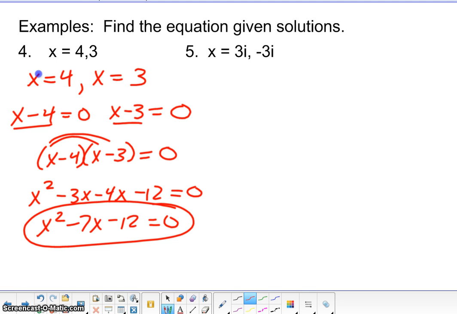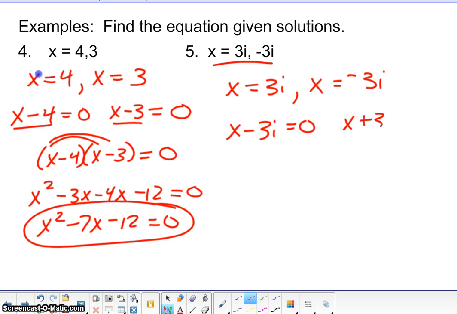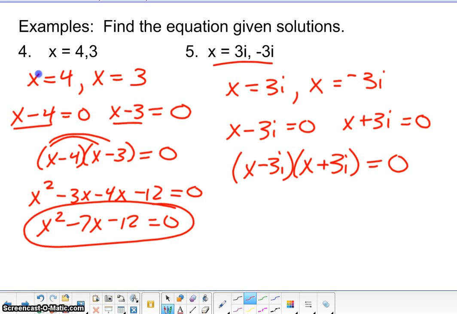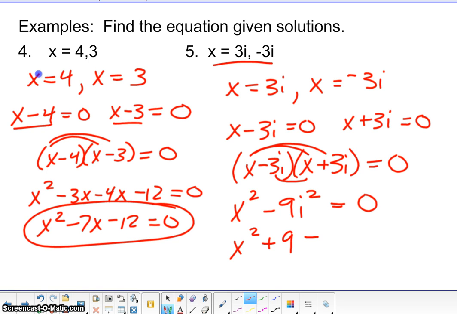Okay, now we're dealing with imaginary numbers. So again, set them both equal to x, and then change that to where we're setting them both equal to 0. Okay, so we have just created our factors. And if you notice, those are conjugates of each other, so that will be nice because the outside and insides will cancel out because you have a positive 3ix and a negative 3ix gone. Negative 9i squared, and so we have x squared plus 9 because we know i squared equals negative 1. And then that's going to be the equation where 3i and negative 3i are solutions.